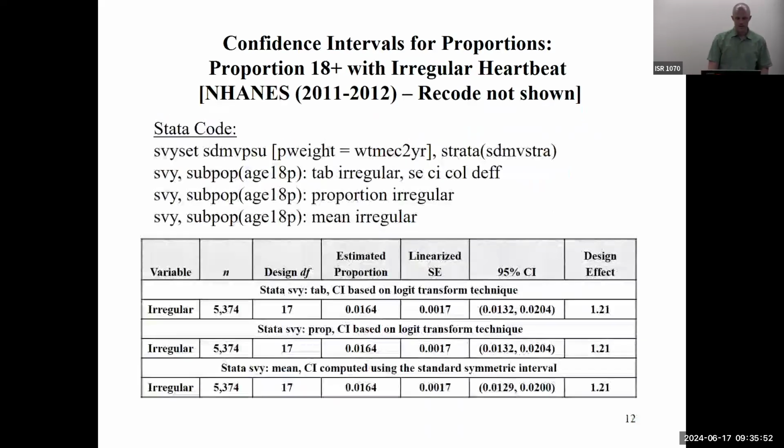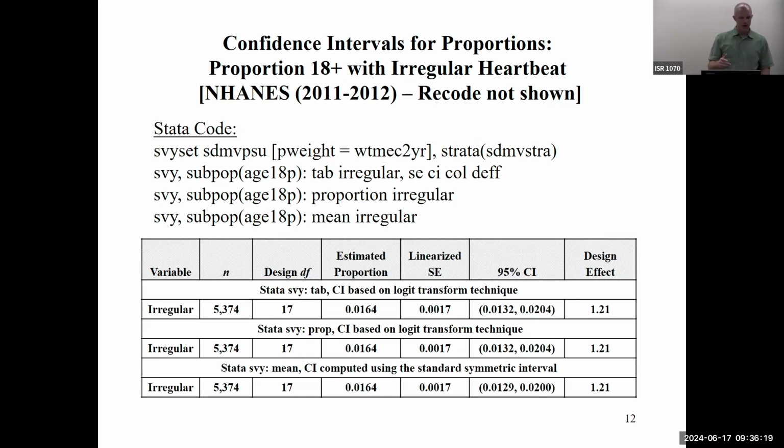All right, so let's just look at the difference here. This is an example that's looking at confidence intervals for proportions. Looking at the dependent variable, it's an irregular heartbeat in the NHANES. So that's our variable of interest. We want to estimate the proportion with an irregular heartbeat in the NHANES target population, again, as a potential indicator of other health issues or heart issues down the road.